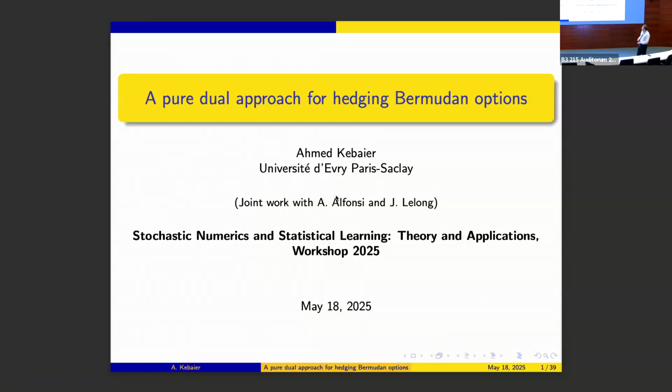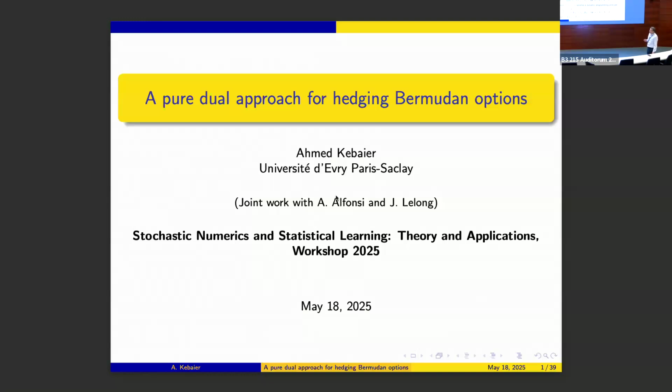So let me start with the setup. The first ingredient for computing a Bermudan option is a discounted payoff process. You can think that Zn is a discounted payoff process. It could be a call or a put or any discounted payoff process. We are going to assume that time is discrete here, and we have some filtration, and we are going to assume that the running maximum of our payoff is LP integrable.